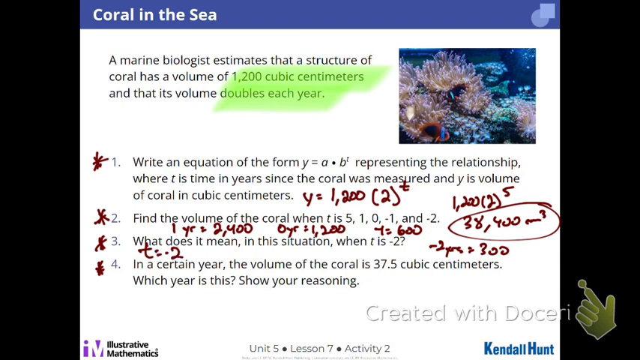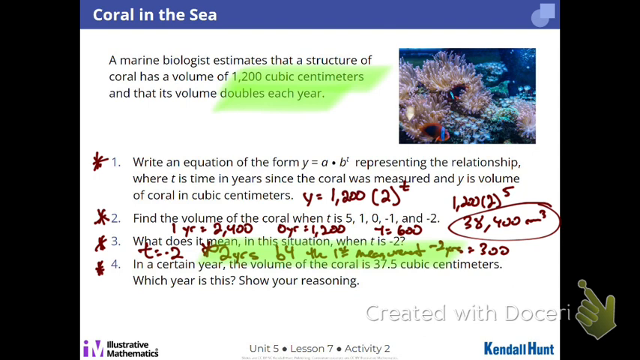Who can tell me in context what that means, Elliot? 2 years before they got 1,200. Yeah, I'm going to say 2 years before the first measurement. So that's the big new thing today: the negative exponent. It means 2 years before. If 2 is 2 years after, 1 is 1 year after, 0 is where it started, 1 year before has to be negative 1. Further proof that a negative exponent does not mean negative.